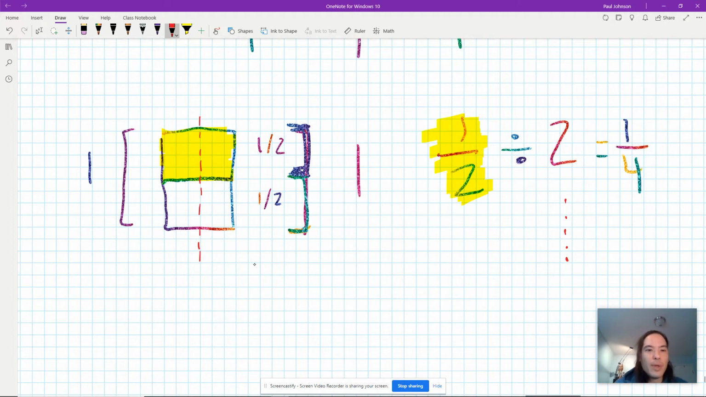All right, if the whole rectangle is one whole, now we know that it is cut into one, two, three, four pieces. So this is a fourth, this is a fourth, this is a fourth, and this is a fourth. What this question is asking is how much is the value of just one of those pieces? And the value of one of those pieces is in fact 1/4.